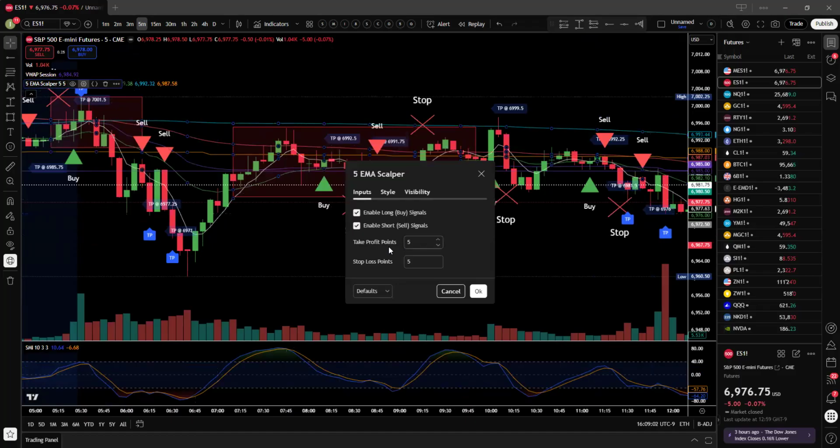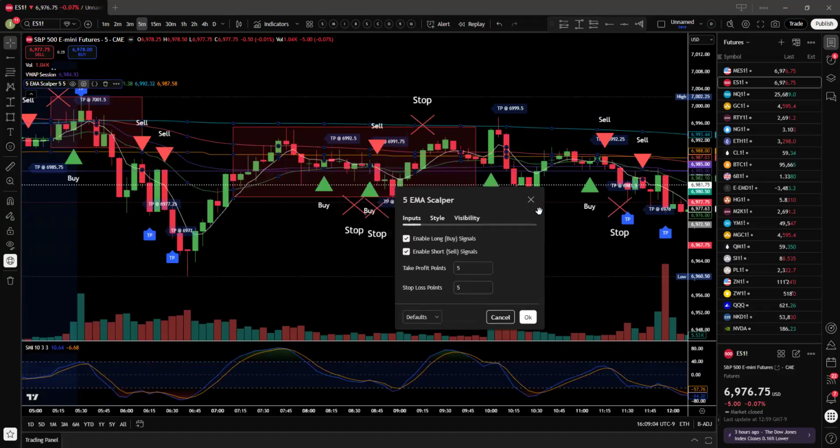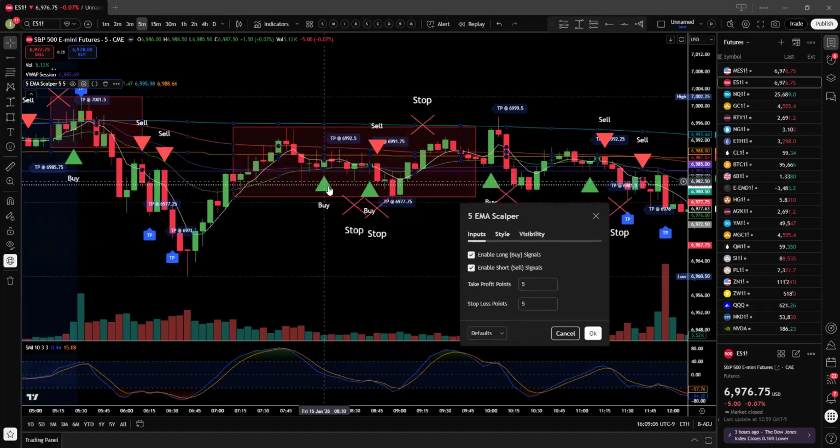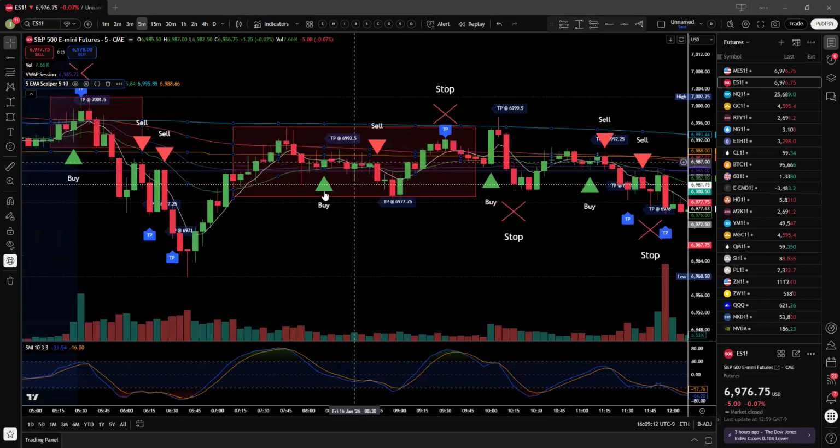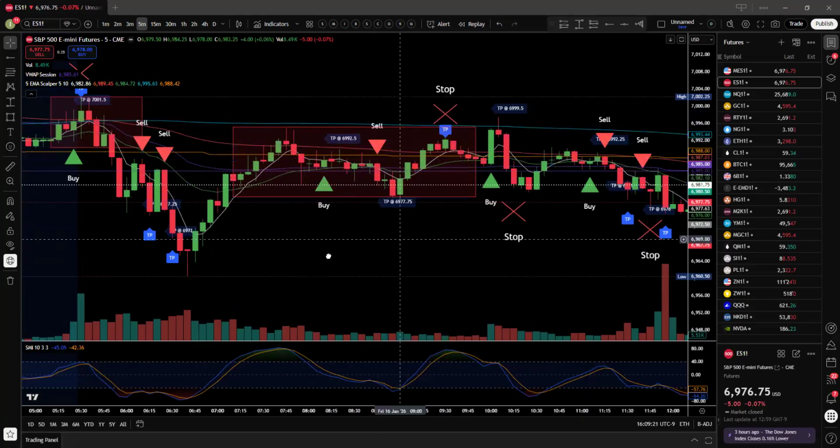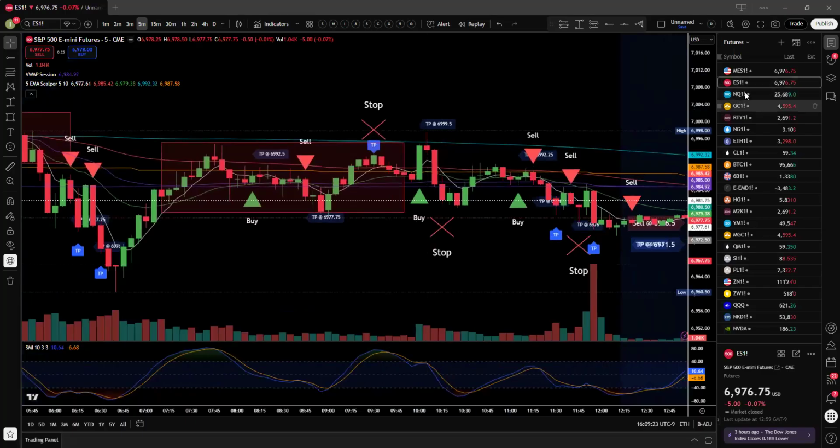So that's what becomes really interesting. With a 5 point stop loss, we're getting stopped out on the longs through here. Where if we have a 10 point stop loss, we do not have any stop losses on the buys. This sell right here did generate this stop loss. So just kind of look through them.